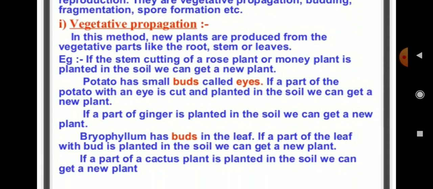If a part of ginger is planted in the soil, we can get a new plant. Next, bryophyllum. Bryophyllum has buds in the leaf. If a part of the leaf with a bud is planted in the soil, we can get a new plant. That is a vegetative propagation type.